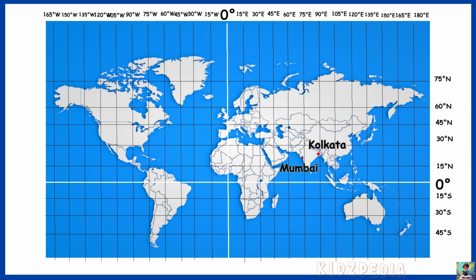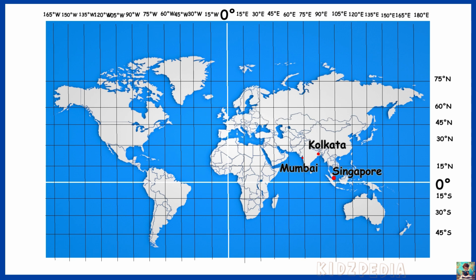Next one is Singapore. We need to find Malaysia first because Singapore is located at its southern tip just below Malaysia. So, let's find Malaysia. Malaysia will be somewhere here. And below Malaysia, a tiny dot, that's Singapore. Singapore is a small island, city and country at the same time. So, its location is latitude almost 1 degree north and longitude 104 degree east approximately.